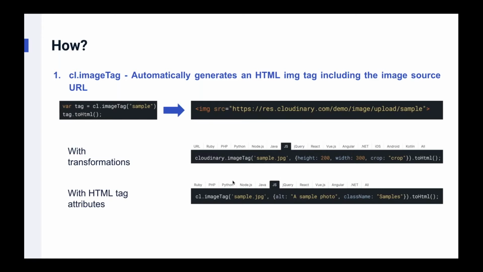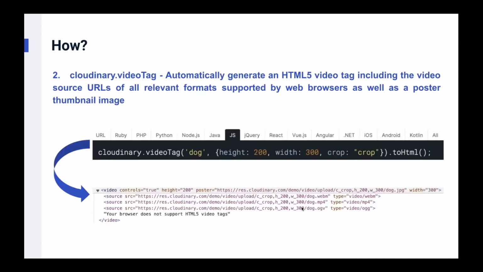Again, in addition to the transformations, if you also want to add any custom CSS classes onto the image tag, or an alt tag, you can do that all through the SDK. So that was for image. This slide here shows you how to do the same for videos.